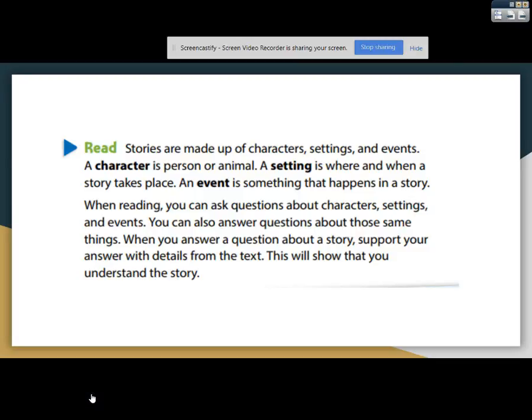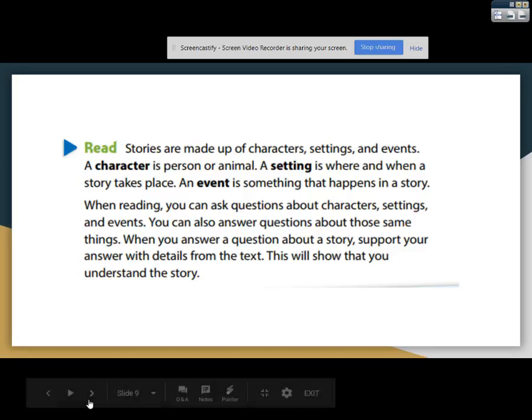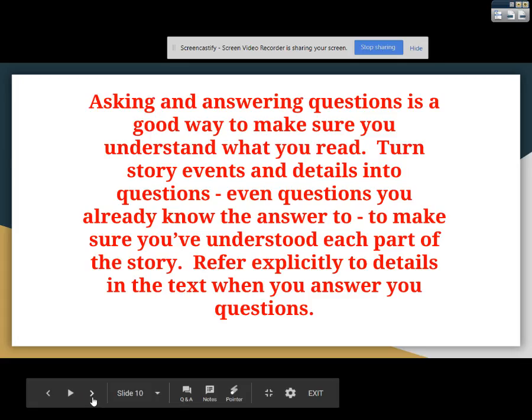All right. So on there it says read. I'll read it to you. Stories are made up of characters, settings, and events. A character is a person or animal. A setting is where and when a story takes place. Just said that. An event is something that happens in a story. When reading, you can ask questions about characters, settings, and events. You can also answer questions about those same things. When you answer a question about a story, support your answer with details from the text. This shows that you understand the story. So when you can ask and answer your own questions, that proves that you understand what's going on. So asking and answering questions is a good way to make sure that you understand what you read.